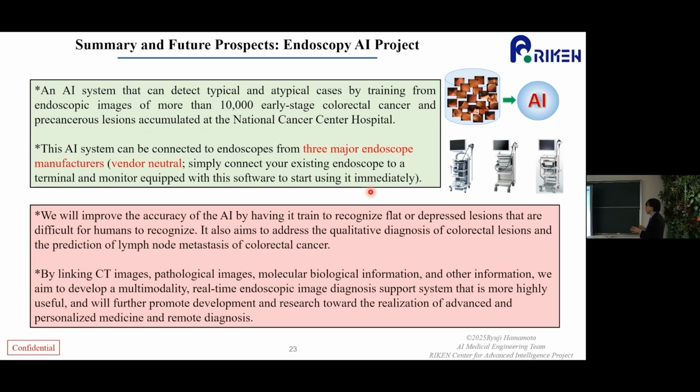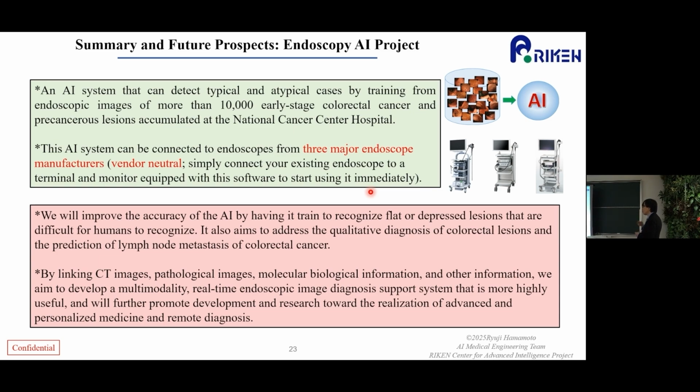So, the summary and future prospects of the endoscopy AI project: an AI system that can detect typical cases by training on endoscopic images of more than 10,000 early-stage colorectal cancer and precancerous regions accumulated at the National Cancer Center Hospital, in cooperation with RIKEN's cutting-edge artificial intelligence technology. This AI system can be connected to endoscopes from the 3 major endoscope manufacturers, vendor neutral.